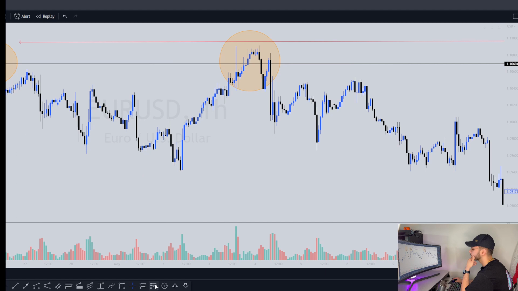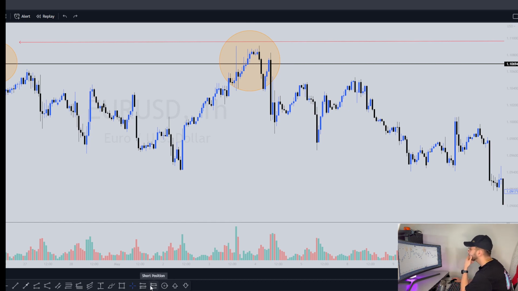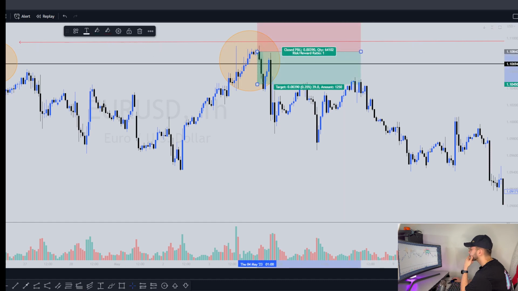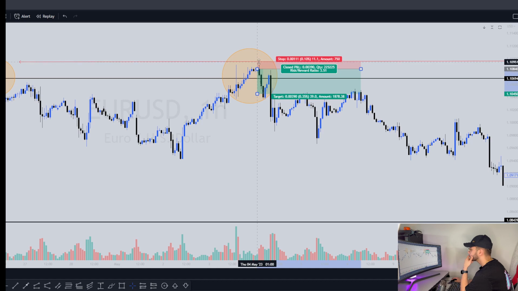So now we're going short on this position. So I place my trade here. So I just have to choose this tool here. So I'm gonna have my entry around here. Now my stop loss is gonna be right at this level, above this wick, right? So I'm just gonna move it a little bit further.